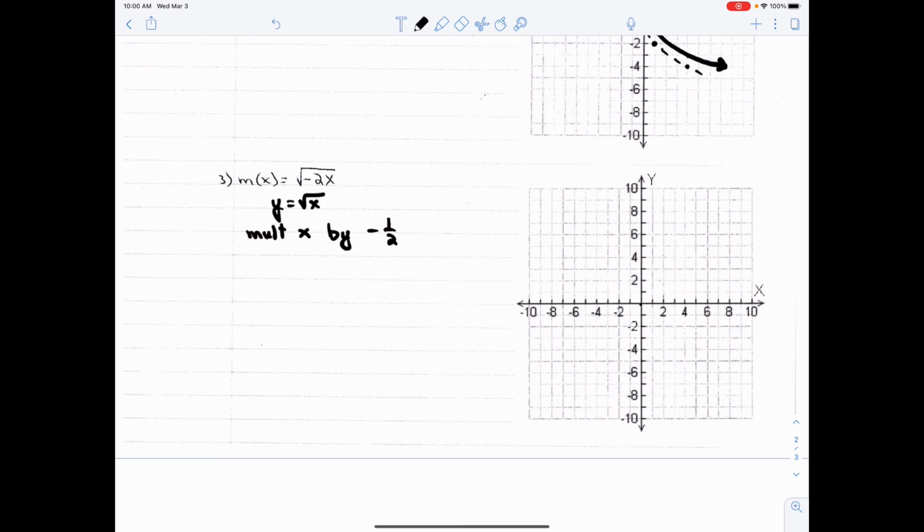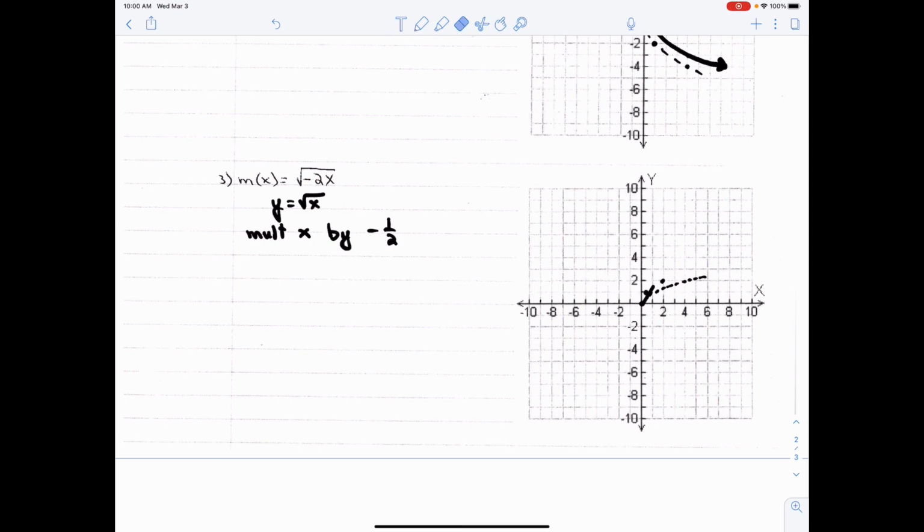So the basic graph has these points. Now I'm going to take those and I'm going to multiply x by negative 1/2. So 0, 0 stays where it is. This one's going to be a little tough to see. 1 comma 1 goes to negative 1/2 comma 1. And 4 comma 2 goes to negative 2 comma 2, because you're just multiplying the x coordinate by negative 1/2.